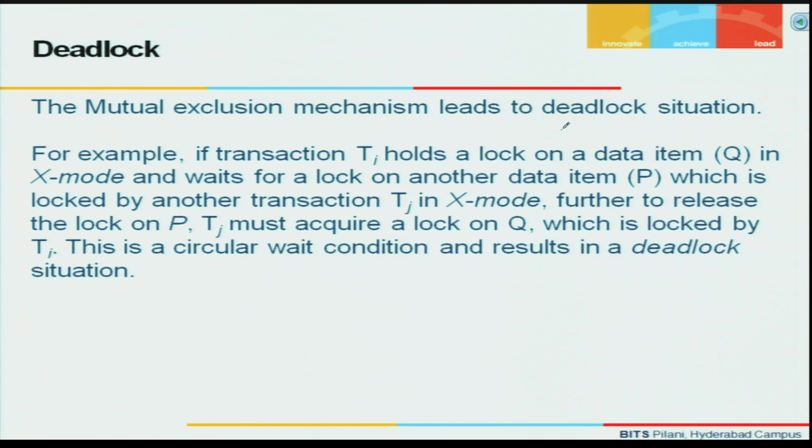Now, let us see what a deadlock situation is. If transaction Ti holds a lock on data item Q in exclusive mode and waits for a lock on another data item P, which is locked by another transaction Tj in exclusive mode, and further, to release the lock on P, Tj must acquire a lock on Q, which is locked by Ti, this is a circular wait condition and results in a deadlock situation. Now, let us have a look at an example which clearly describes this situation.